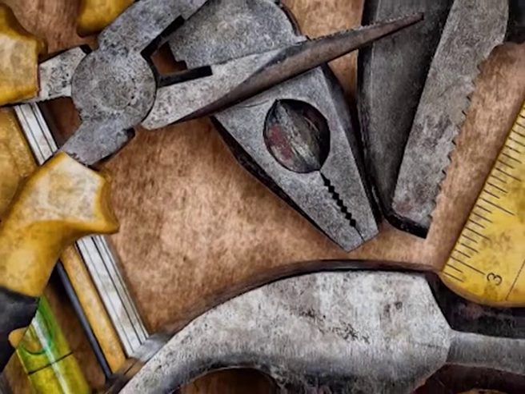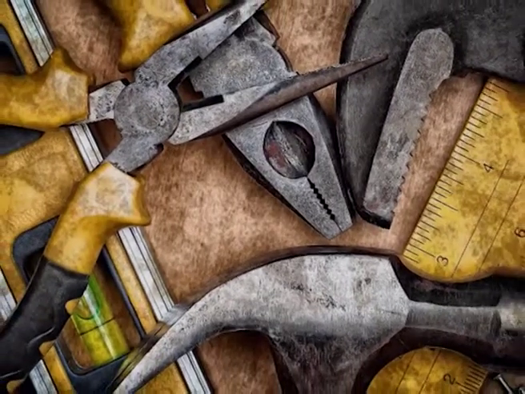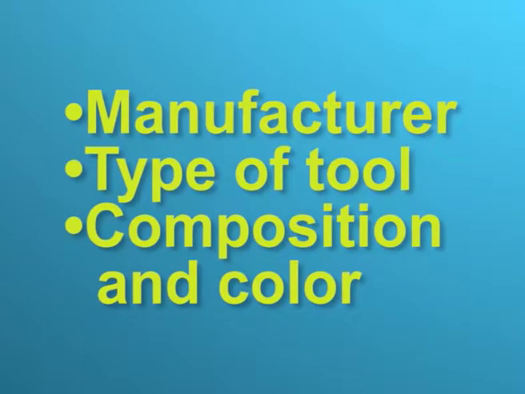The tool mark examination and matching consist of different phases. So, the first step is to observe some physical features of the tool, that is the manufacturer, the type of tool, the composition and the color. Then the condition of the tool's finish, the dimensions of the tool, that is the overall length, width, etc. Any irregularity at the ends of the tool. Then comes the next step.